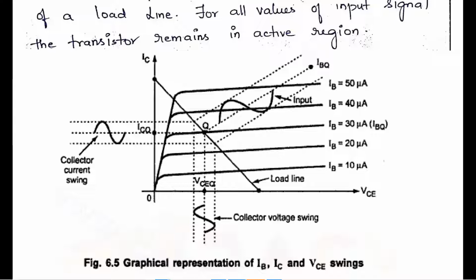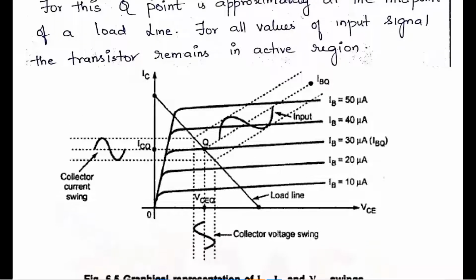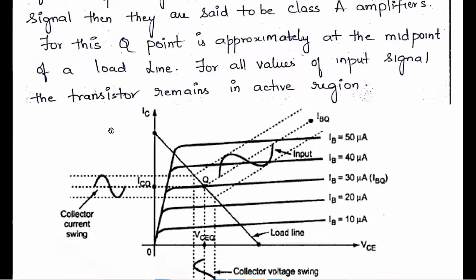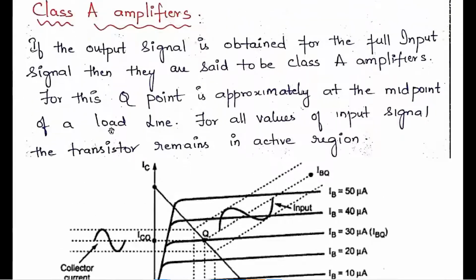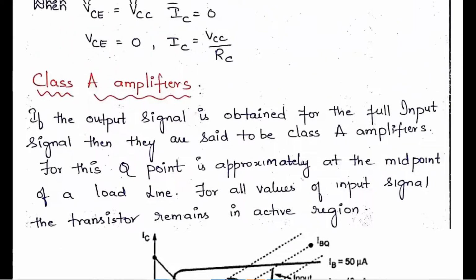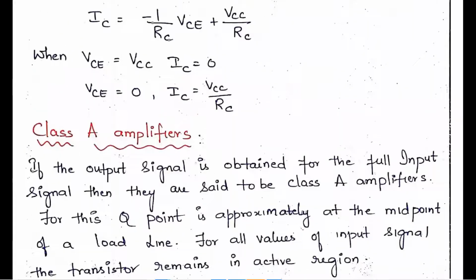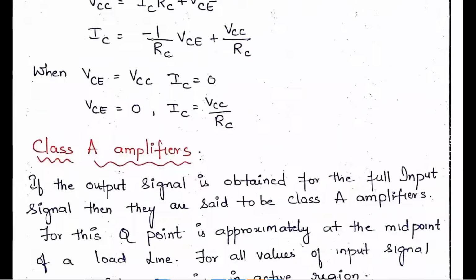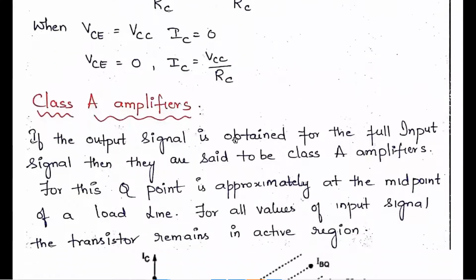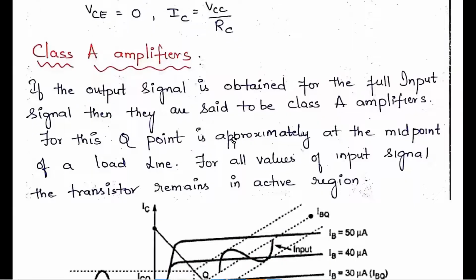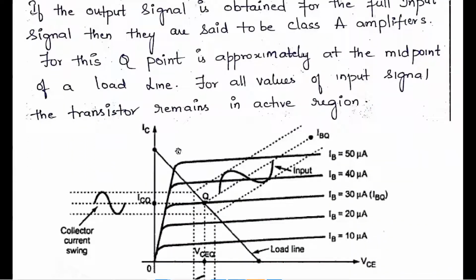So we discussed what a class A amplifier is. So far we have discussed only the general DC load line equation. Now we will go into the class A amplifier. This DC load line concept is common for all: class A, class B, class AB, and class C. Same story you will write.